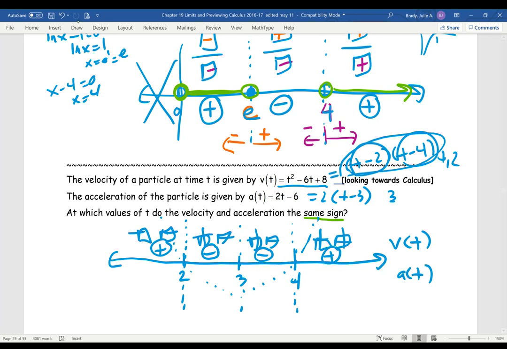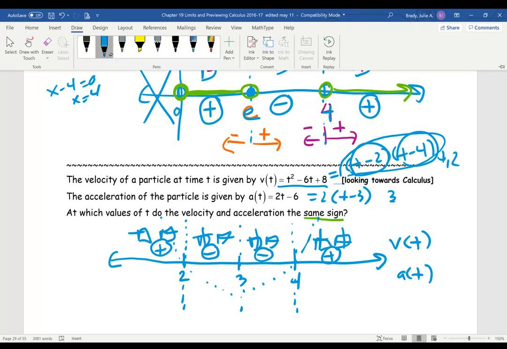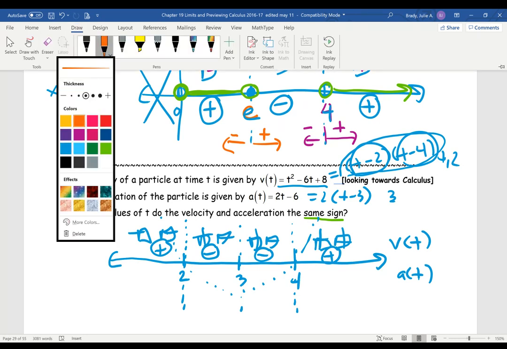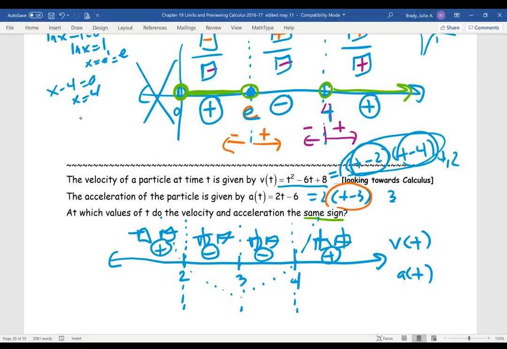Okay, let me just grab a different color. Let's do orange again. Okay, so let's do acceleration. Acceleration breaks at t is 3. It's a line with positive slope, right? If you go to this side, that'll be a plus number. And if you go to the other side, that'll be a negative number.